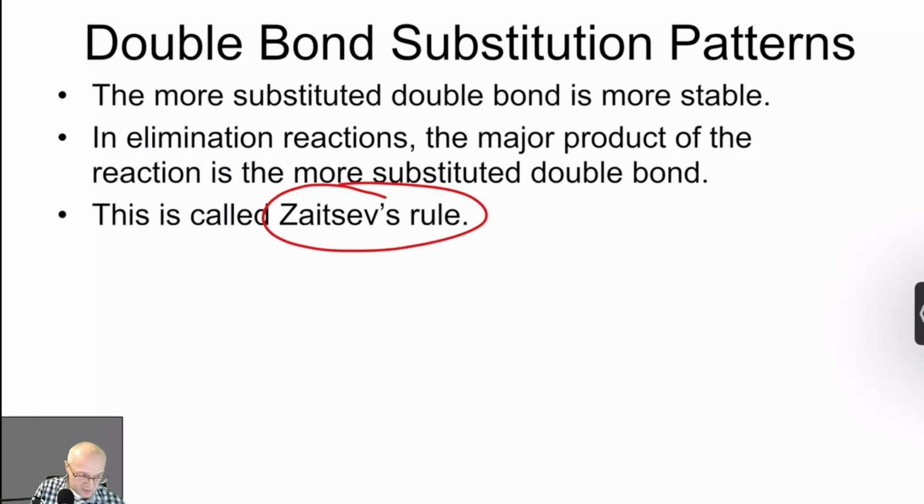So let's take a look at bonding patterns. So here is a mono-substituted double bond. It has one alkyl group on the double bond. The rest are hydrogens. Okay, let's see a di-substituted.